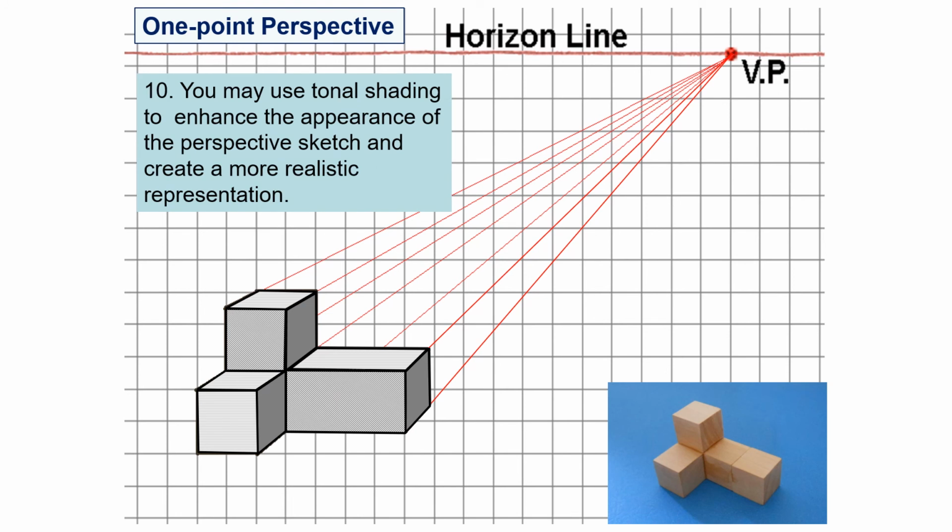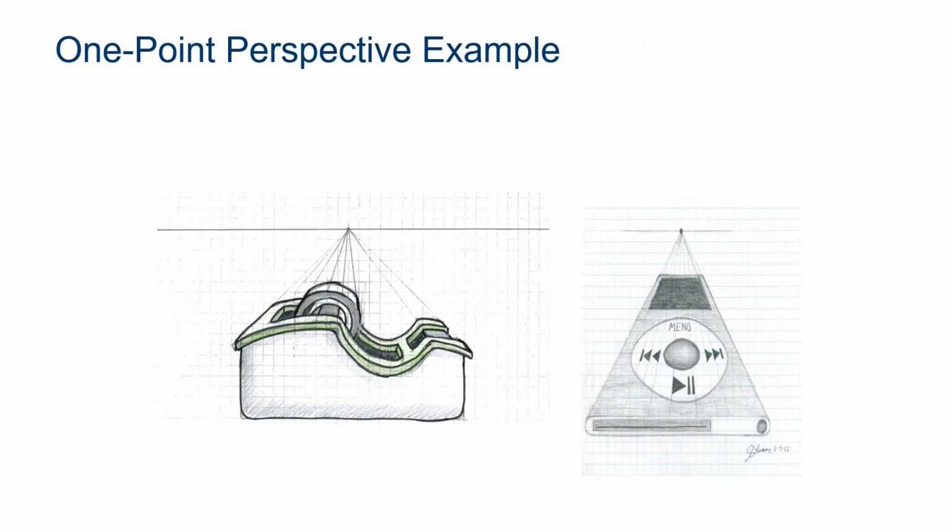Then tonal shading, though. Look at that nice tonal shading. These are some examples of one-point perspective. You could see the vanishing point isn't to the right side, it's directly behind the object. And you could even have the vanishing point to the left as well.